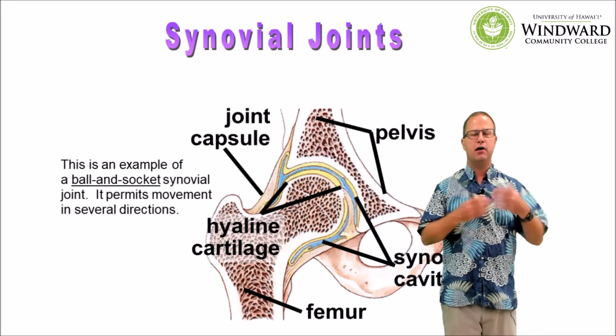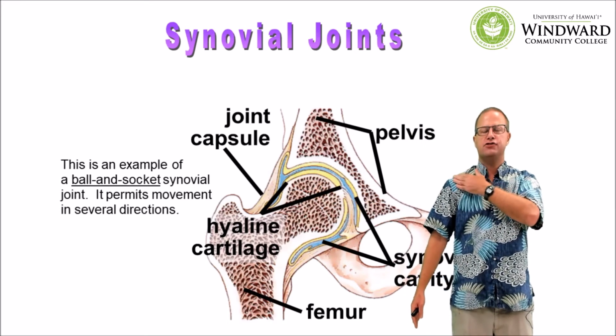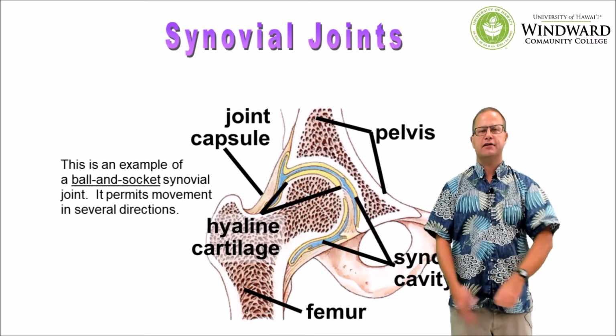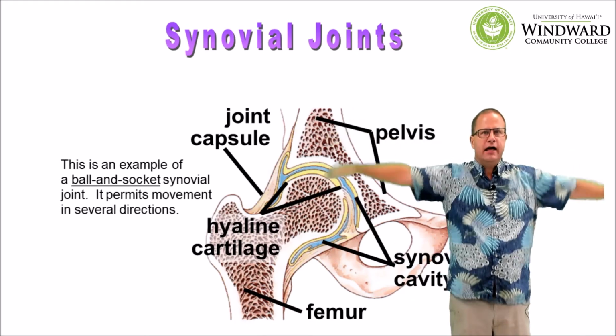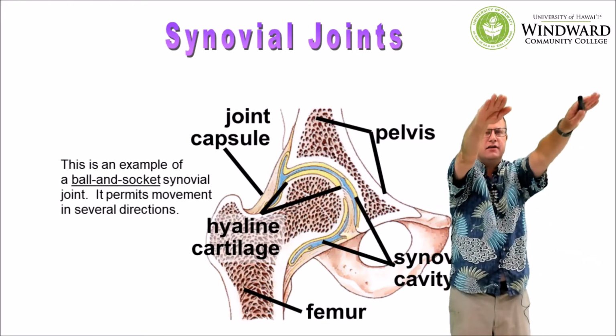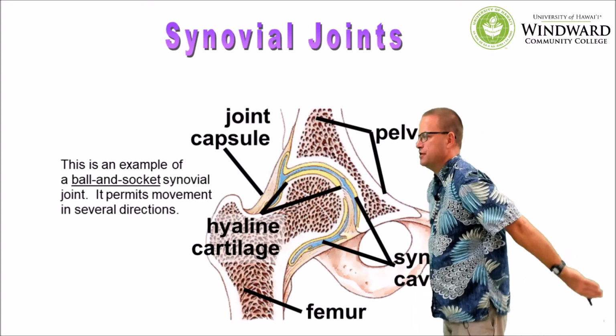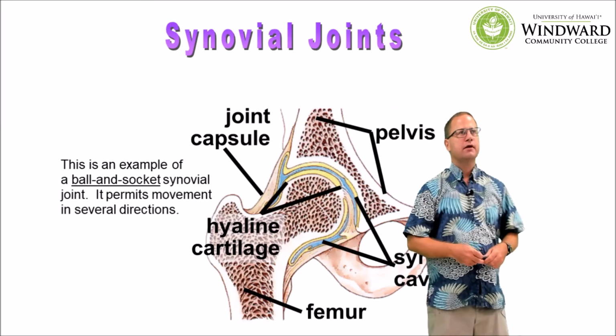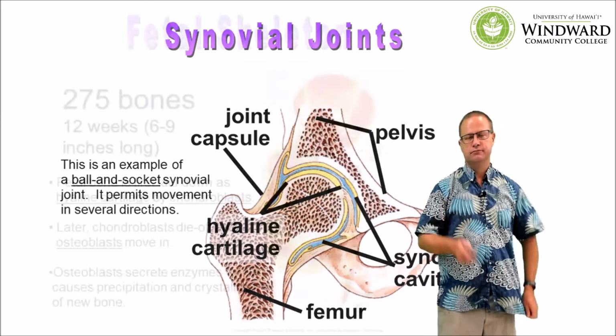Another example of a ball and socket joint is the shoulder joint. And the shoulder joint is also multi-axial. It allows for abduction, adduction, flexion, extension, hyperextension, and also circumduction. So it truly is a very movable joint.